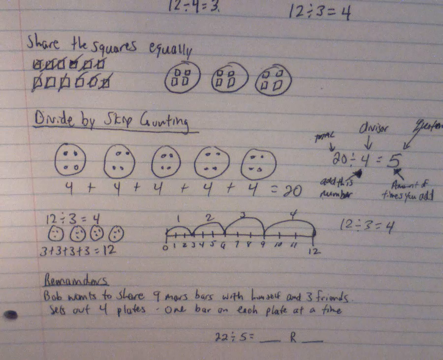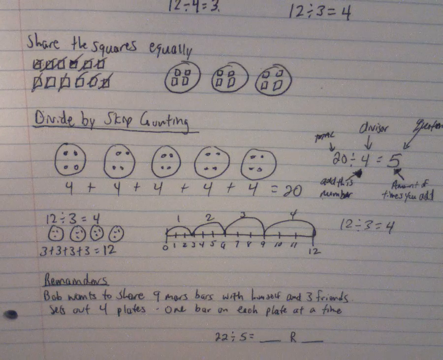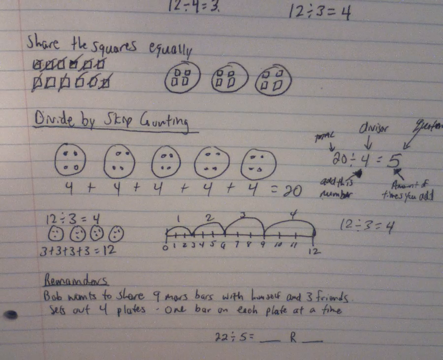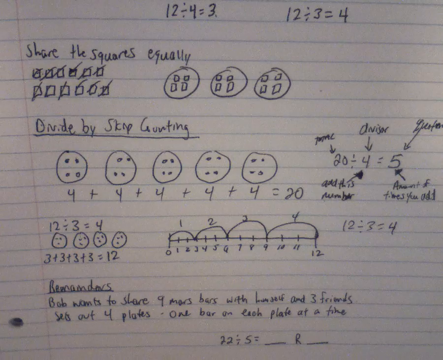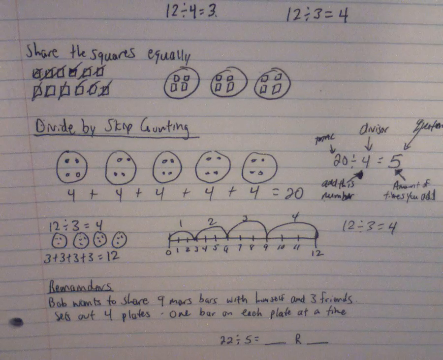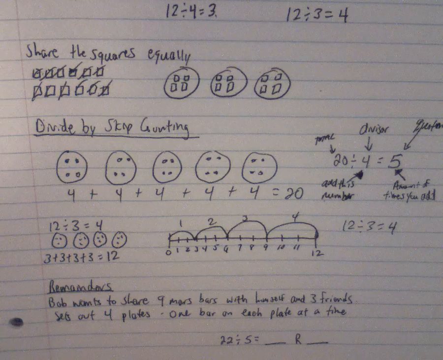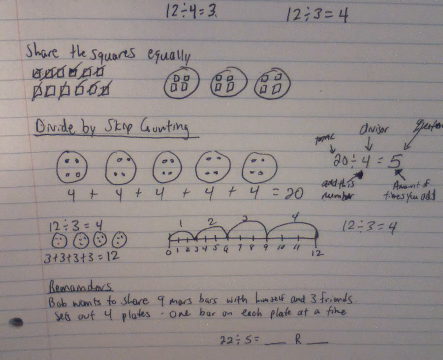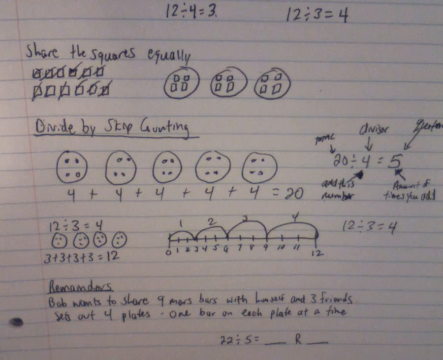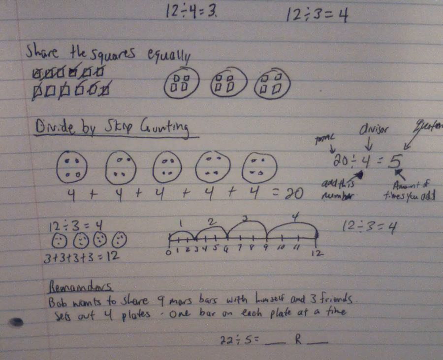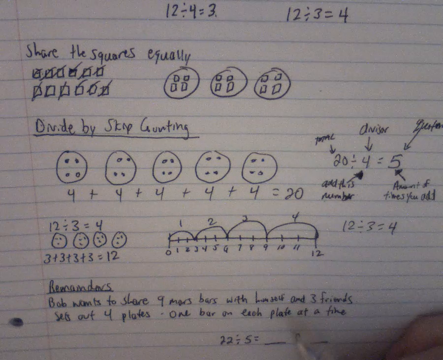Now sometimes things don't always work out evenly. You've probably experienced this when you've had friends and you want to share things equally, and usually there's one left over, right? And usually the person who brought the cookies gets the extra cookie. When you have one left over, that's called a remainder. That's what remainder means, leftover. So when you go home for supper tonight, you can say, oh, we're having remainders, right? Because it's leftovers. Run that by your parents and see how that goes.